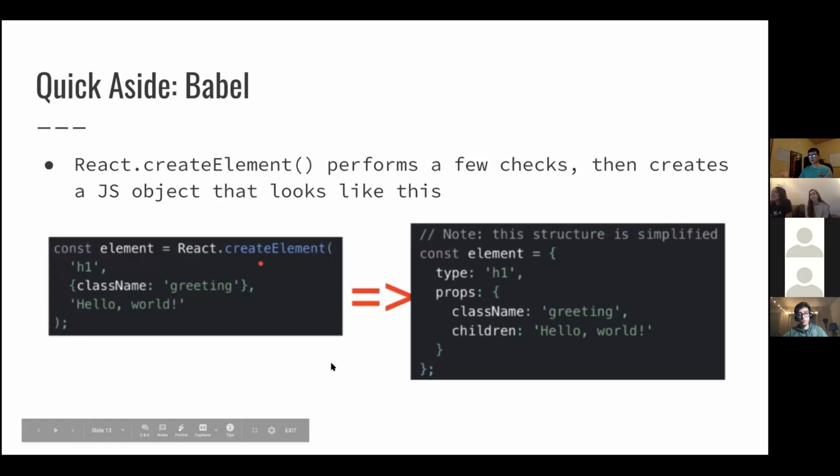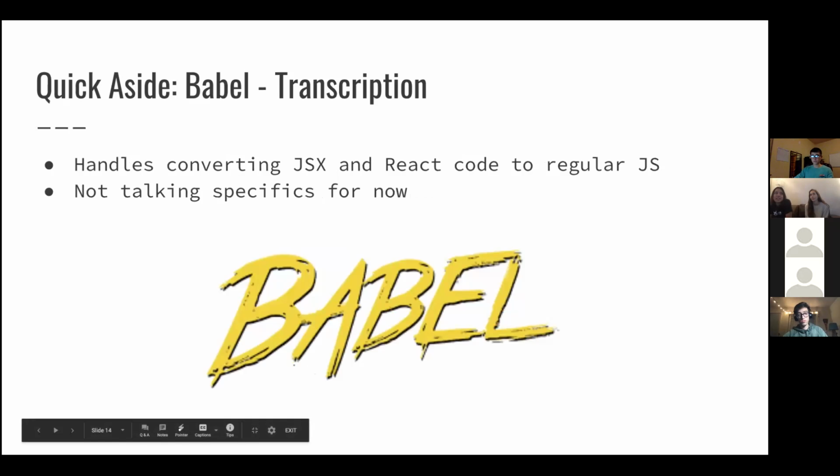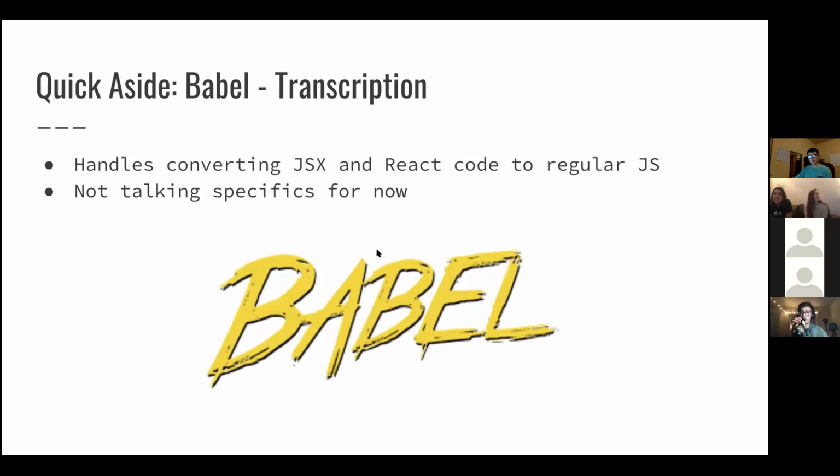And yeah, so how does this all get accomplished? It's Babel, which we talked about before. Babel transcribes JSX and React code to regular JS. There's a lot that happens under the hood that we're not going to talk about for the purpose of today's React lecture, but if you're interested, there's tons of documentation for Babel online. And yeah, that is probably all I wanted to say about JSX.